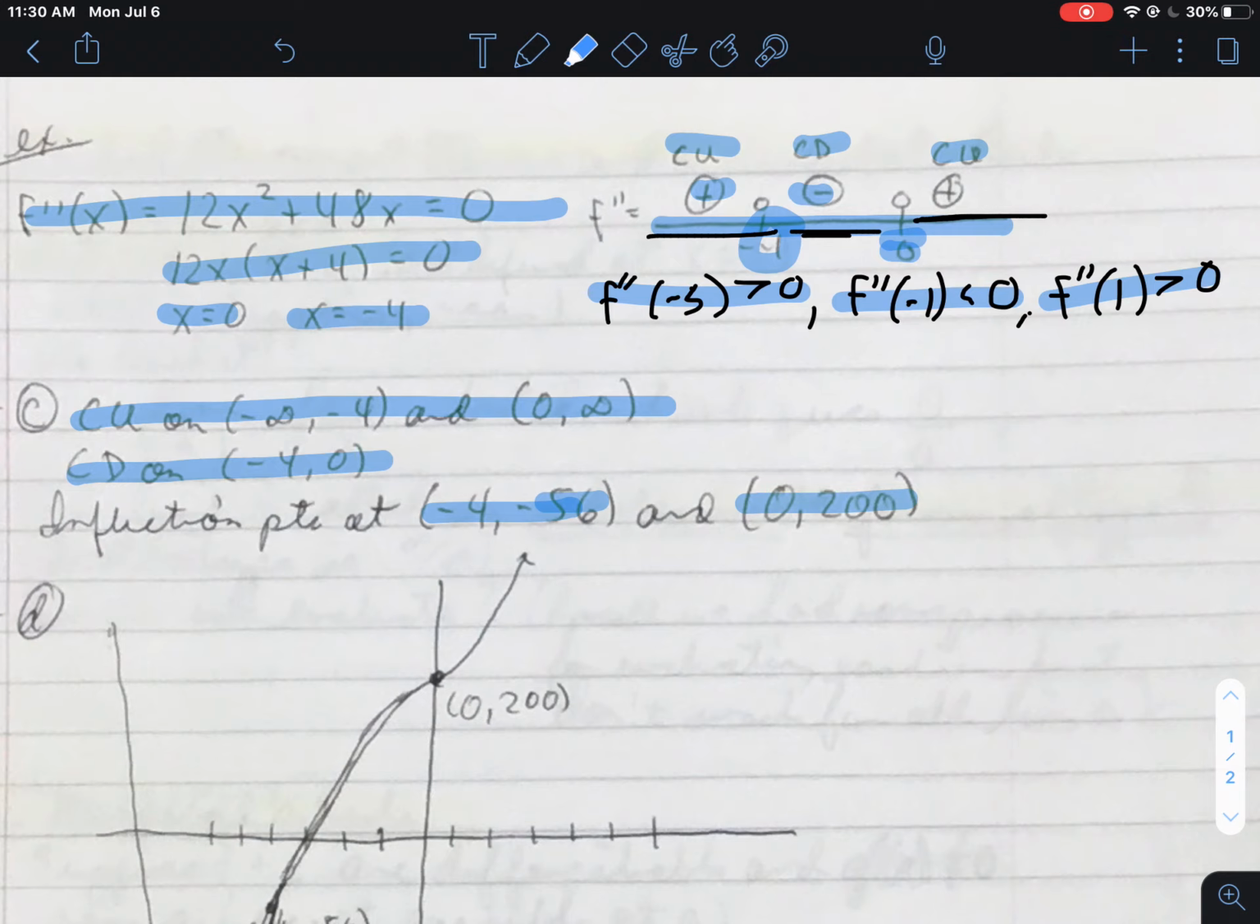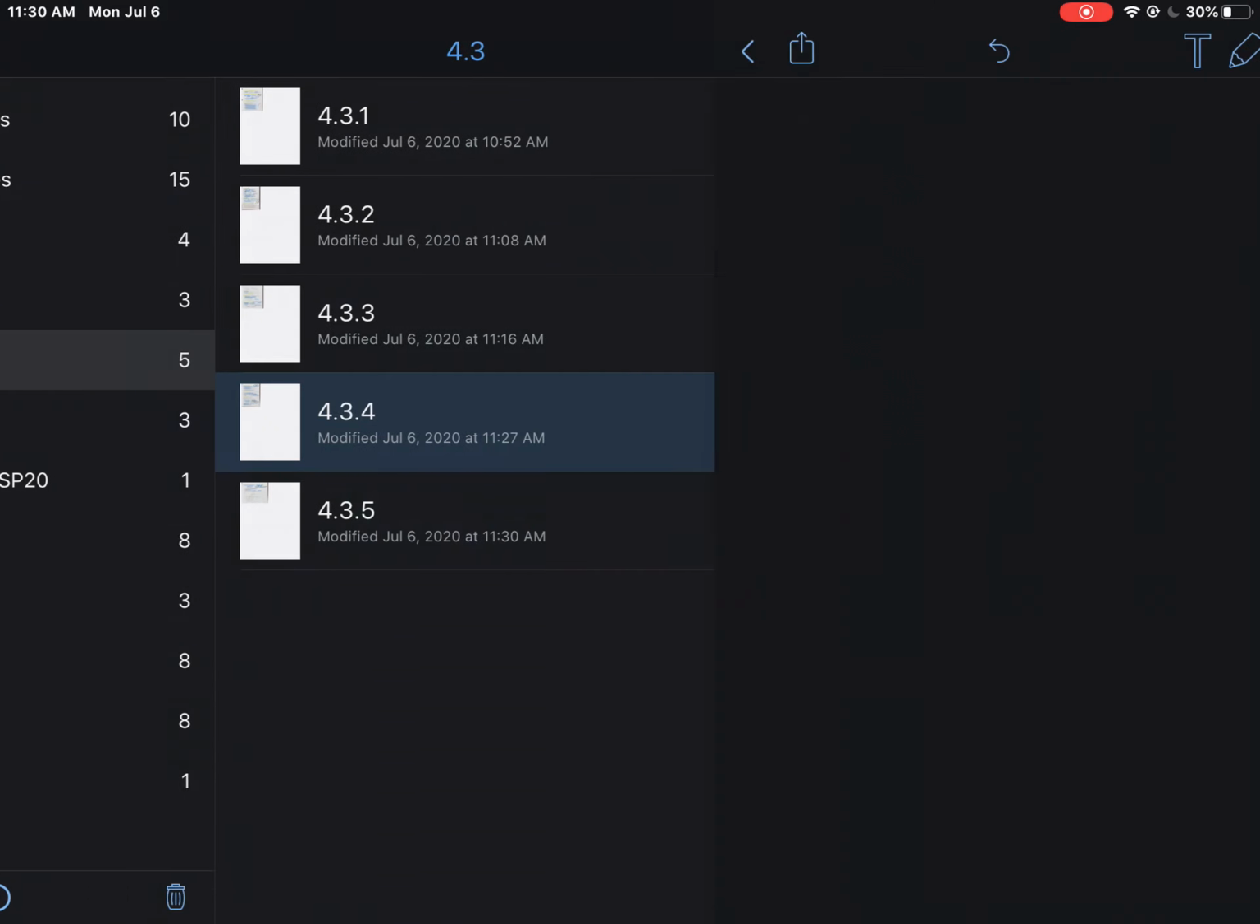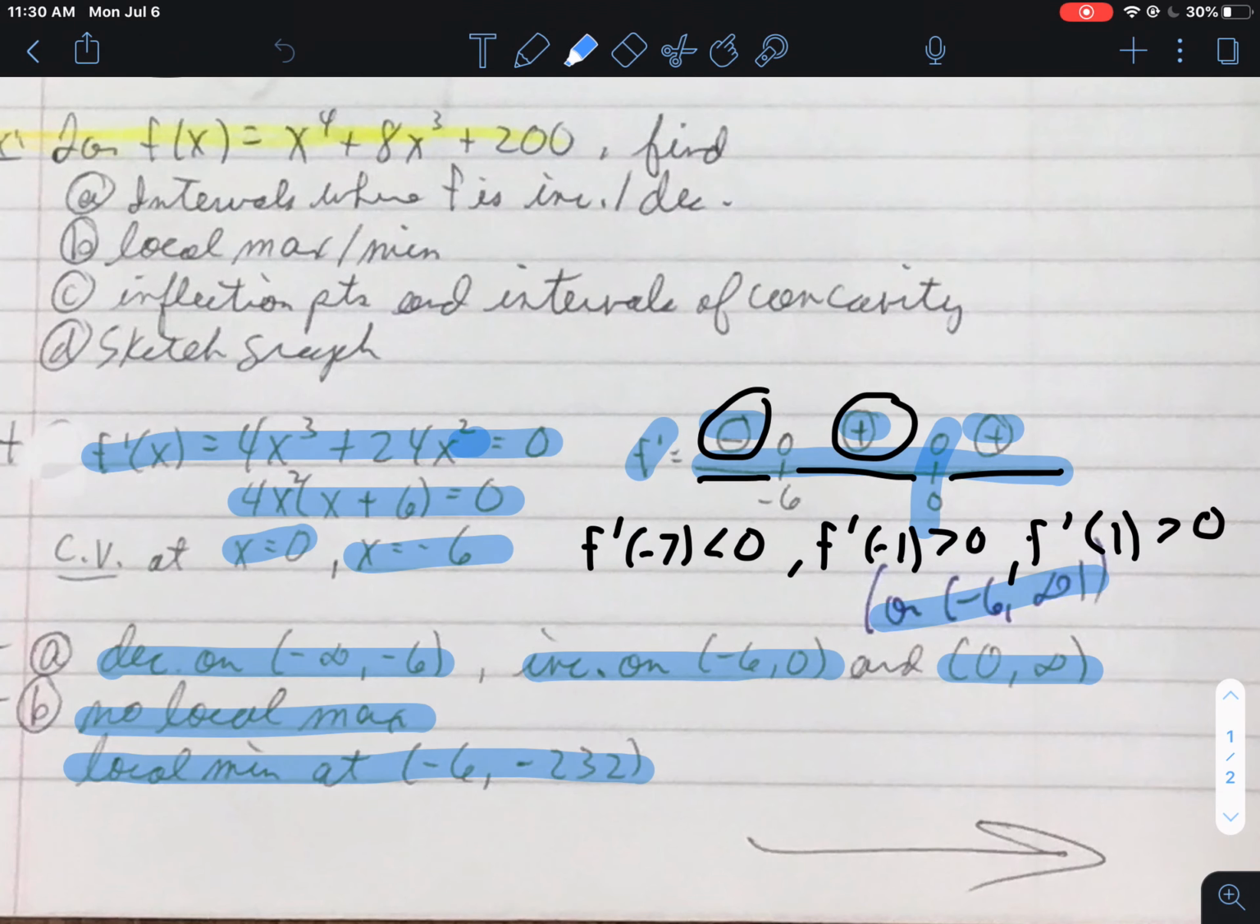So here's the information that I know. Back from this first part, we found that the function was decreasing on the interval from negative infinity to negative 6, and then it was increasing from -6 to 0, and then again from 0 to infinity. So when I sketch the graph, and I've told y'all before with these, just start from the left and work your way to the right.